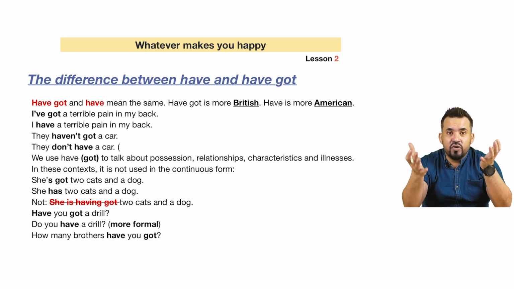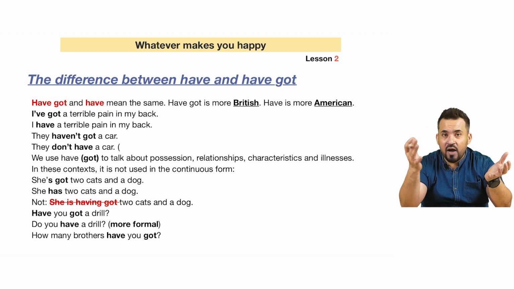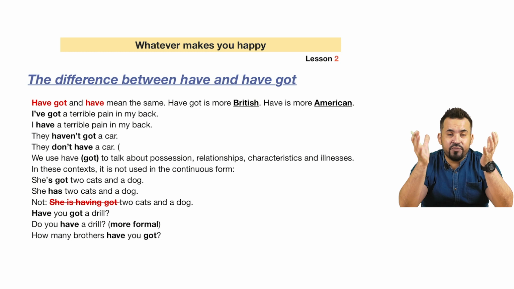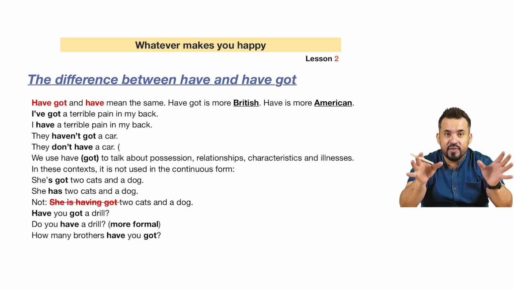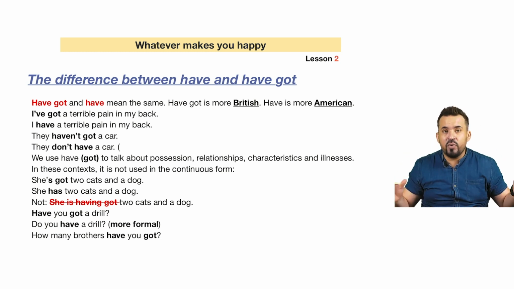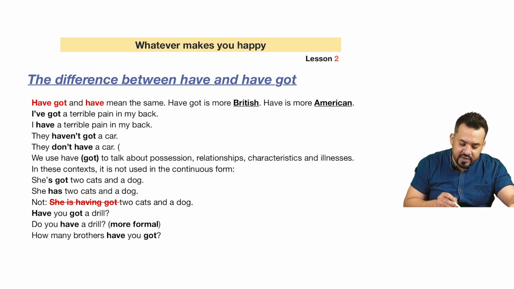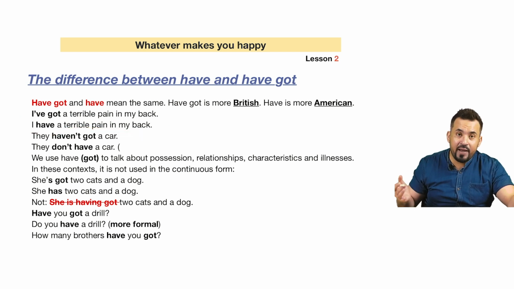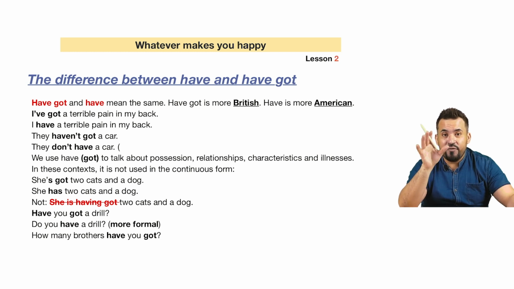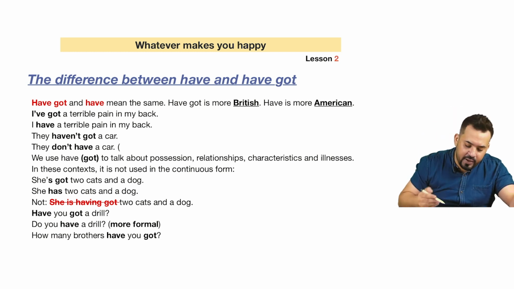Have got is used more in British English. Have is used more in American English. Now, they are exactly the same. They don't change the meaning of the sentence, and you can just remove one and replace it with the other without any changes. Like you can see here, I've got a terrible headache. I've got a terrible pain in my back. I have a terrible pain in my back. Exact same thing. Now, they do change in case of negatives and questions, okay?